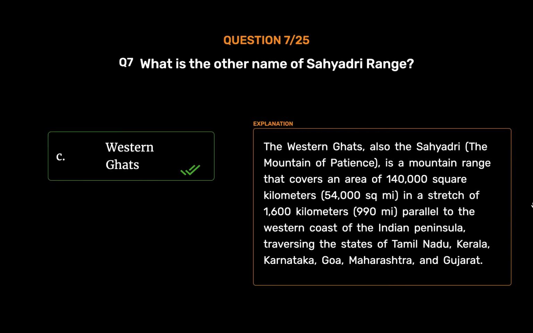Western Ghats. The Western Ghats, also the Sahyadri, the Mountain of Patience, is a mountain range that covers an area of 140,000 square kilometers, 54,000 square miles, in a stretch of 1,600 kilometers, 990 miles, parallel to the western coast of the Indian peninsula, traversing the states of Tamil Nadu, Kerala, Karnataka, Goa, Maharashtra, and Gujarat.